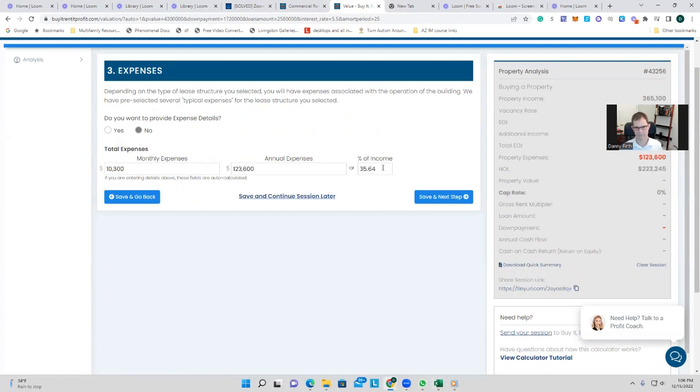But this is a really helpful thing, because sometimes you don't get any records, and at least they gave us something. They really only gave us property tax, insurance, water, sewer, trash, and repairs and maintenance. And for property tax, I changed it from what it currently is to what it's going to be at the current sale price. So that includes the property tax. So save and next step.